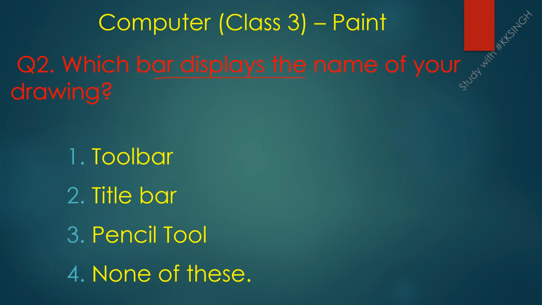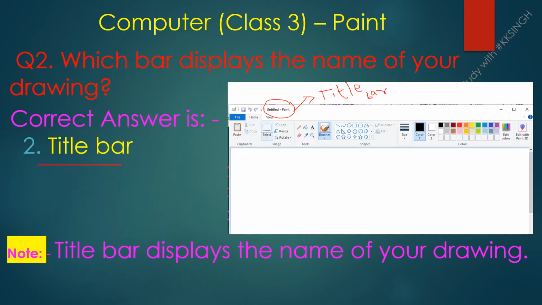Which bar displays the name of your drawing? Toolbar, title bar, pencil tools, none of these. Title bar. See the title bar on top of the program. This is called the title bar. The title bar displays the name of your drawing.